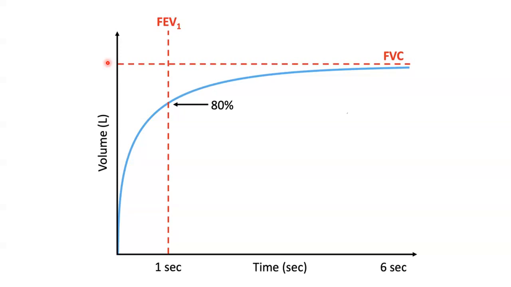And then have a think about what they might look like for a person that has a restrictive lung disorder. So this restricts or prevents the lungs from fully expanding. How might this graph differ?